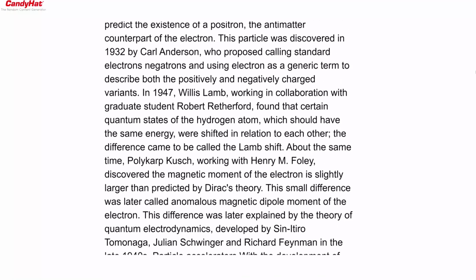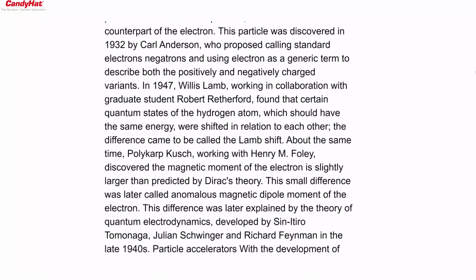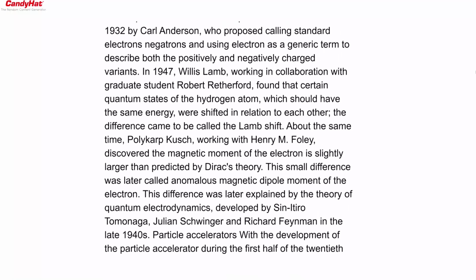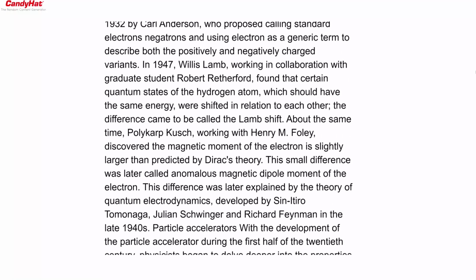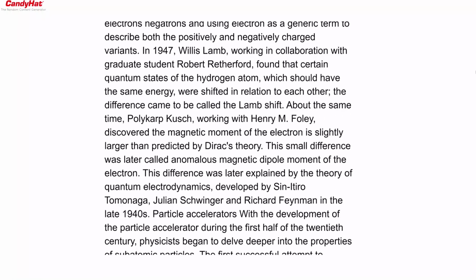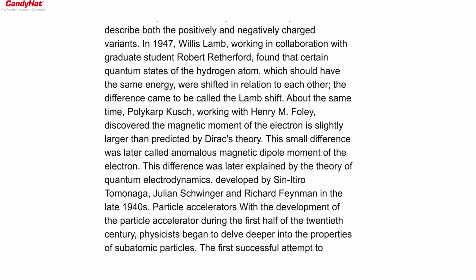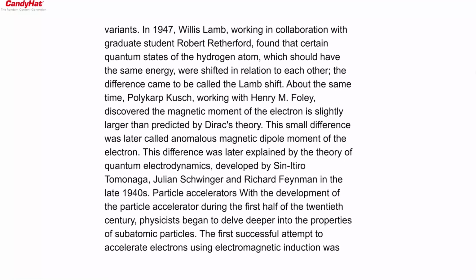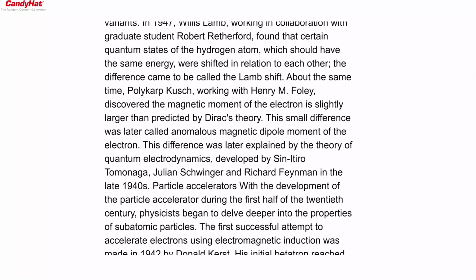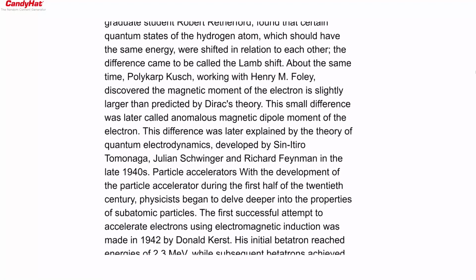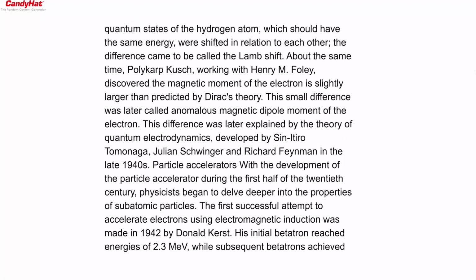With the development of the particle accelerator during the first half of the 20th century, physicists began to delve deeper into the properties of subatomic particles. The first successful attempt to accelerate electrons using electromagnetic induction was made in 1942 by Donald Kerst. His initial betatron reached energies of 2.3 MeV, while subsequent betatrons achieved 300 MeV.